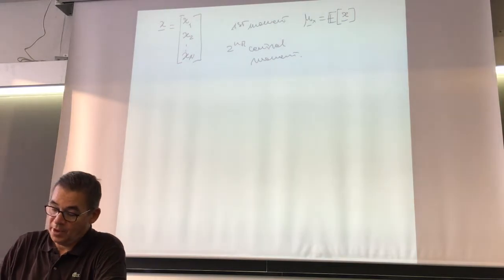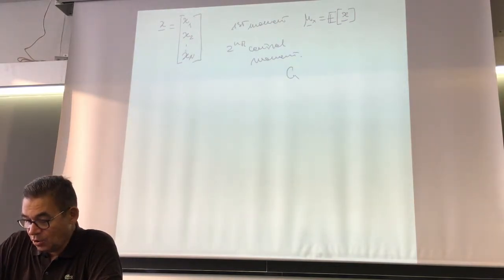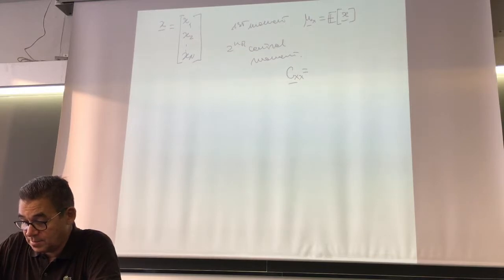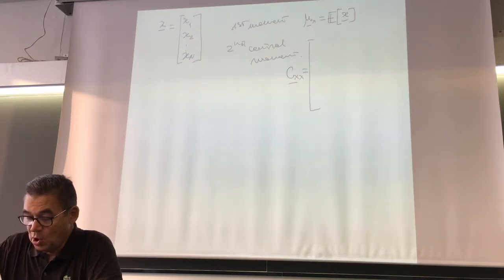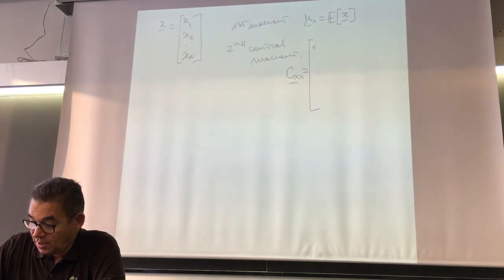We can define the second central moment, which is the correlation and the covariance matrix. The covariance is defined in that way, and in the covariance matrix, along the diagonal, I can find the variance of each individual variable.